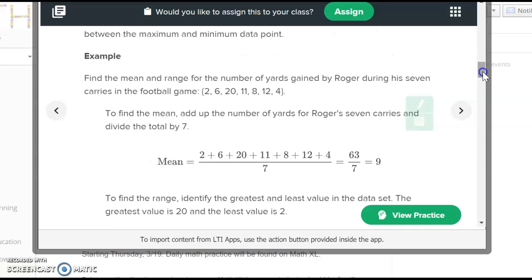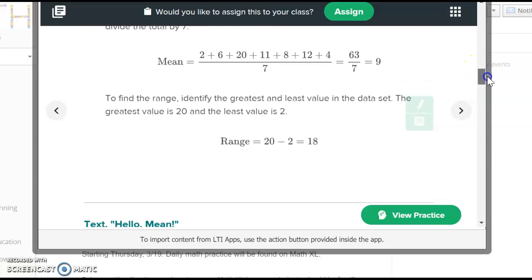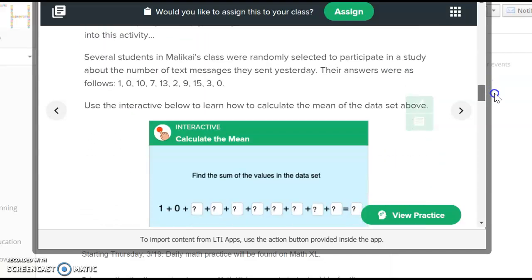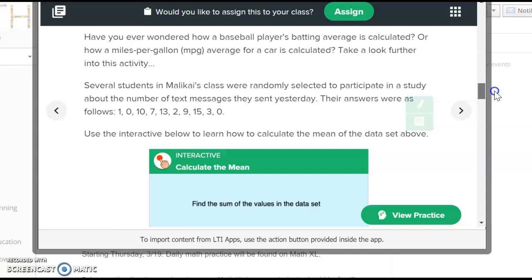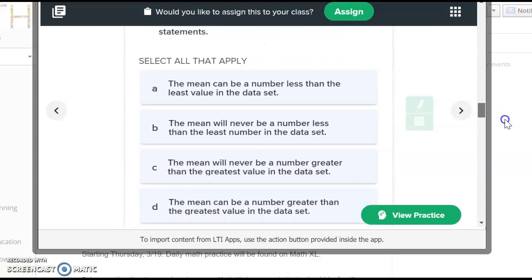And here's an example. So make sure you look at the example for finding the mean. Also, just quickly look at the example for the range. All right, the next one is, again, practicing finding the mean. So read through this, do the interactive, and then answer the questions.